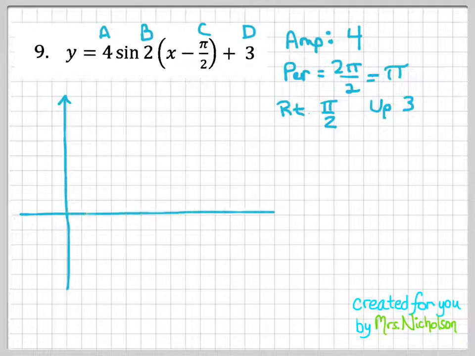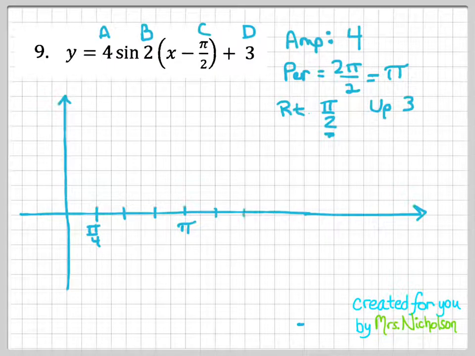All right, so here's our axis. Since I have a period of pi, I would probably like to count by pi over 4, and my horizontal shift is pi over 2, so I can easily find pi over 2 if I count by pi over 4, so I think that's going to work. Pi over 4, pi over 2, 3 pi over 4, this would be pi, and then 1, 2, 3, 4, and that would be 2 pi.